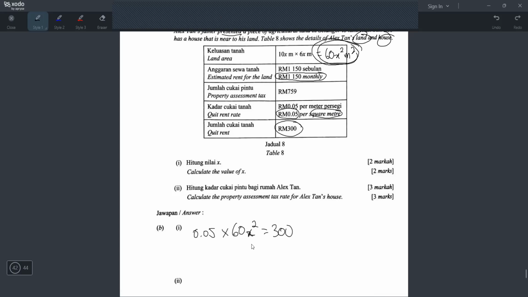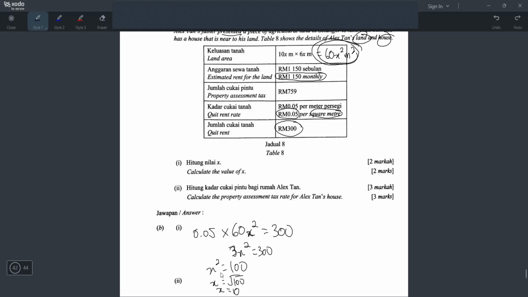Okay, how to find X? Okay, you take 0.05 times 60 first. Okay, so you will get, let's see, 3x square. So to get the X, I have to pindah the 3. Okay, so it will become X square equals 300 divide 3, which is 100. And then X equals to square root 100, which is 10. And the 10 is actually the answer. Okay, so that's the answer. Okay, you get 2 marks.